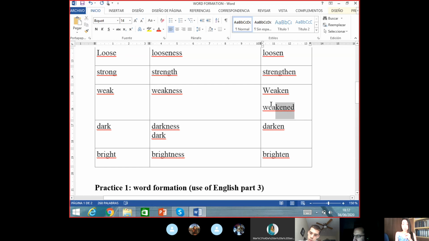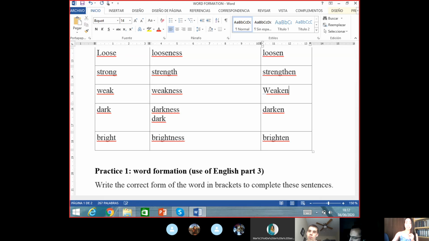So all of them are regular. A todos les añadís ed y ya está. Dark, oscuro, darkness or dark, two possibilities conveying the same meaning. You have the noun and darken, okay, oscurecer. So in the summer, it darkens later.